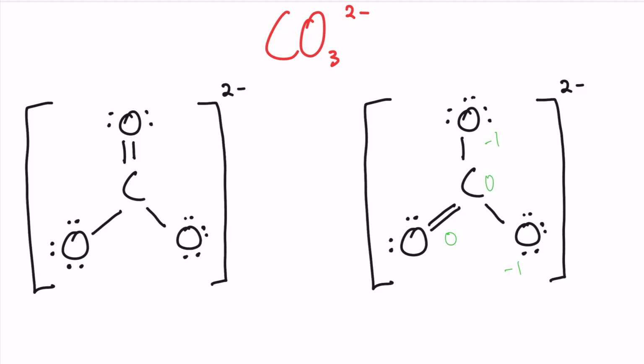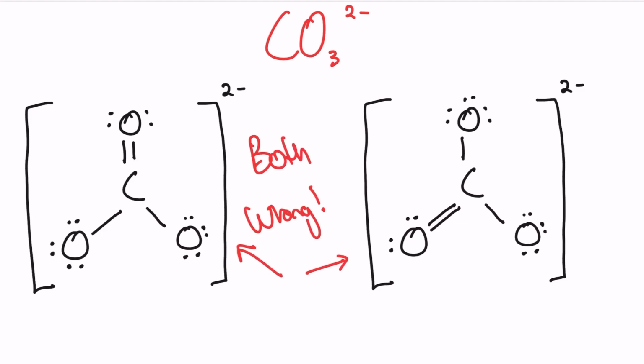So which one of these drawings would be correct? The one with the double bond on top, or with the double bond in the bottom left? The answer? Not a single one of them. What you need to understand is that the only reason we make multiple of these Lewis dot diagrams is to show that multiple structures are possible for this compound.